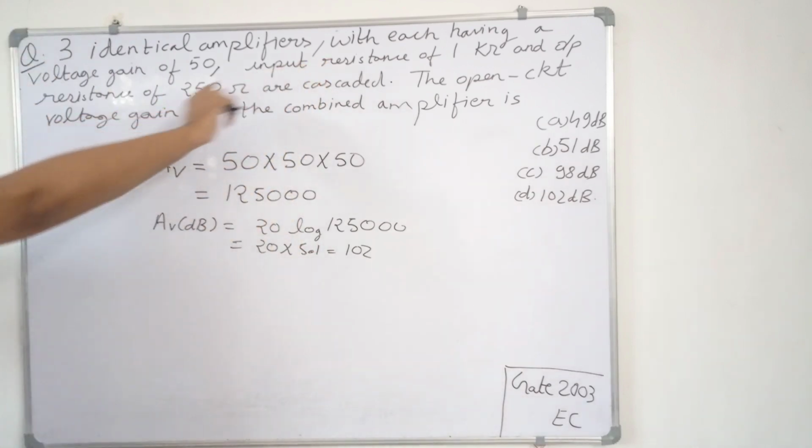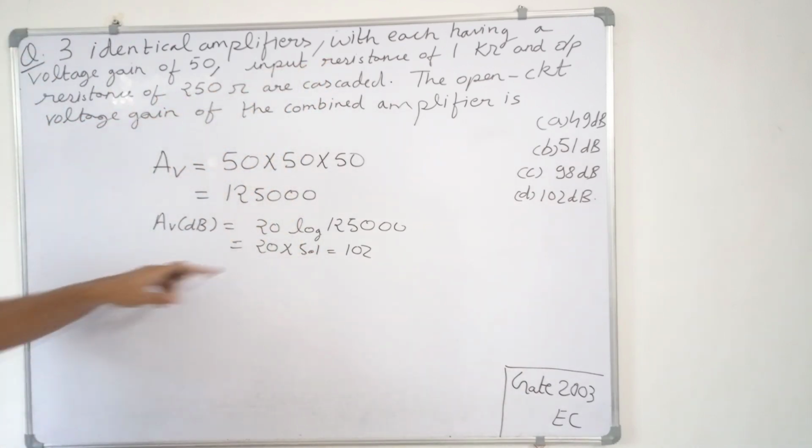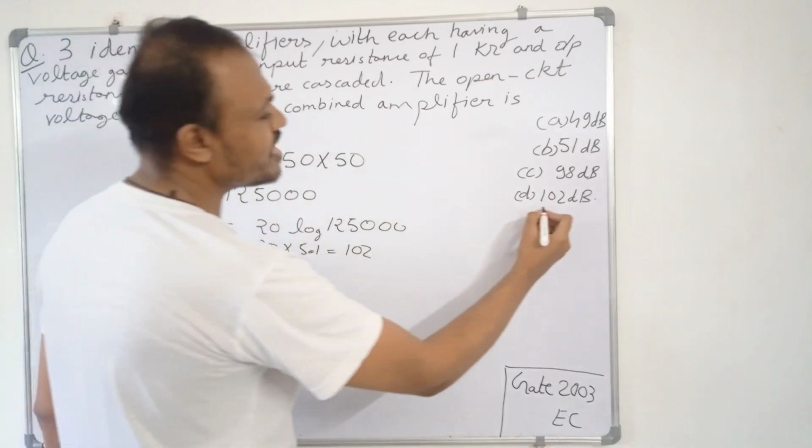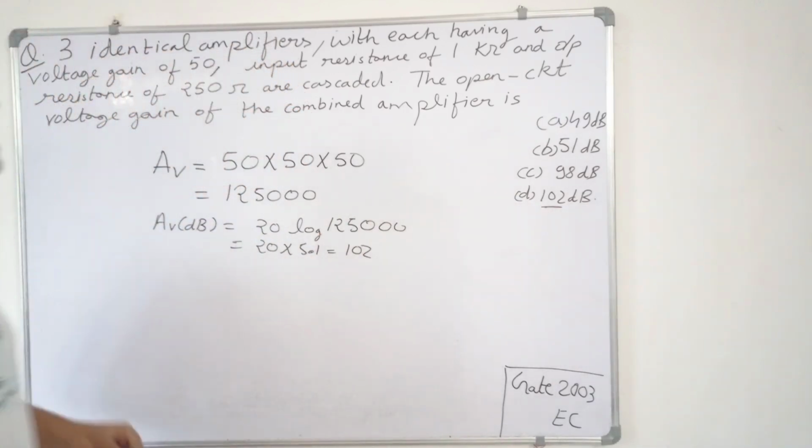But the output resistance is not 0, so the voltage gain will get reduced due to the output resistance. If there was no output resistance, the voltage gain would be 102 dB, but it will reduce due to the output resistance.